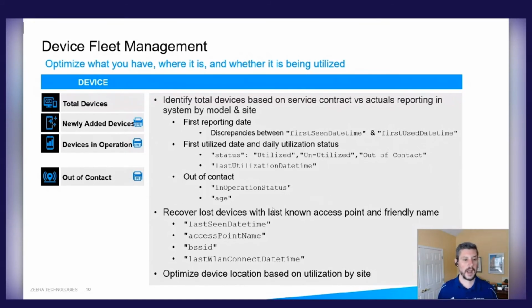I mentioned earlier out of contact. So out of contact gives us data around whether that's in use or not reporting to the system and how long that's been. And then we're able to tie that in with some of the recovery data: the date it was last seen, the access point it was last connected to with the SSID, and the time that it was last connected. So we've had a number of customers that have been able to do a large amount of recovery of devices that had been lost, making a direct impact in terms of their bottom line and spend on devices.